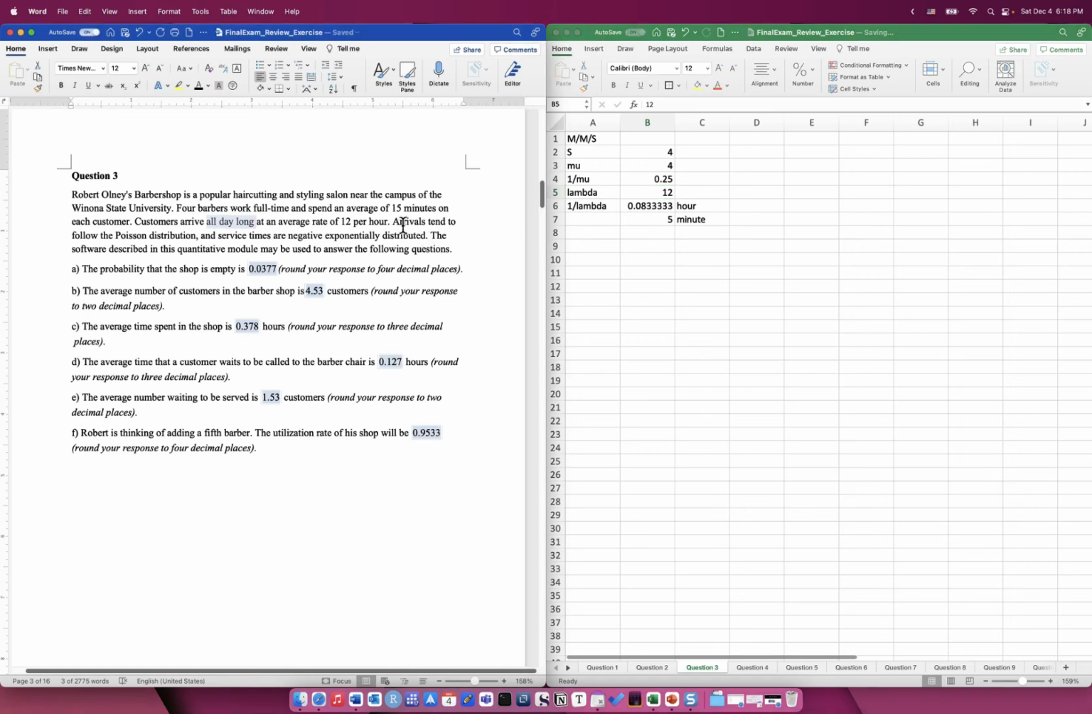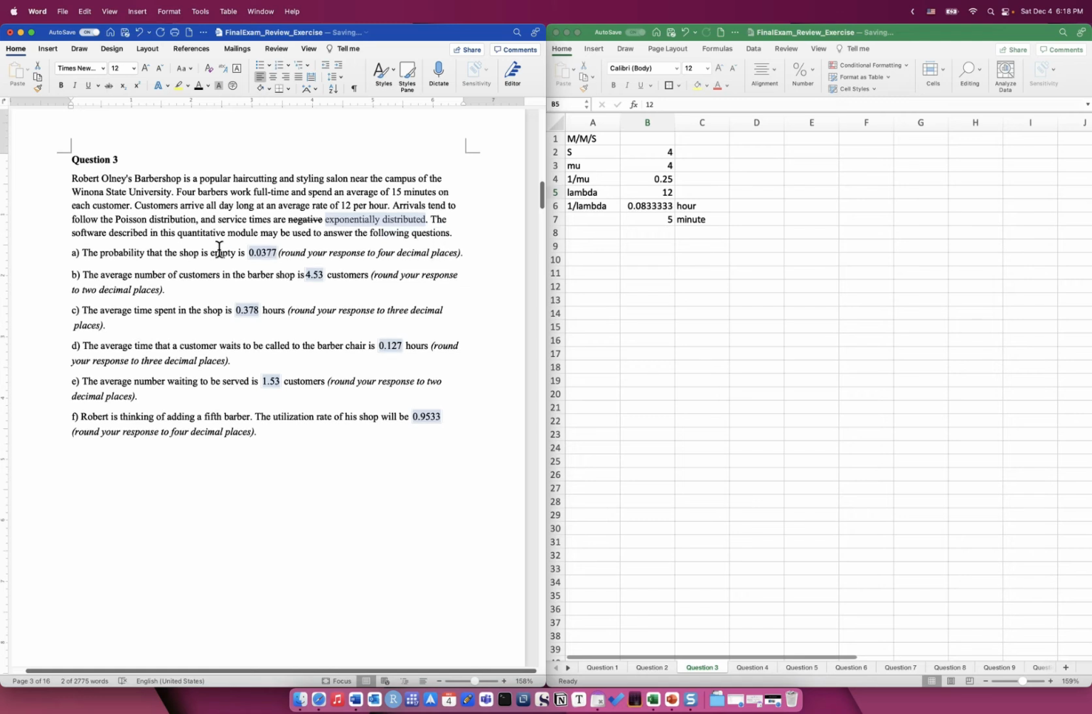Arrivals tend to follow the Poisson distribution. Again, this indicates your arrival is a random process. Service time is also a random process. I hate this description, the negative exponential, it makes it so difficult to understand, but it's the same thing. The software described in this quantitative module may be used to answer the following questions. Again, this is an M/M/S system, right?